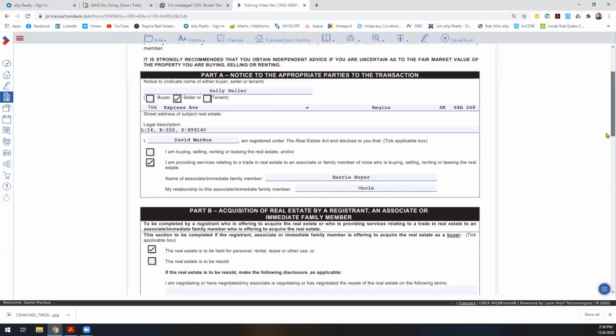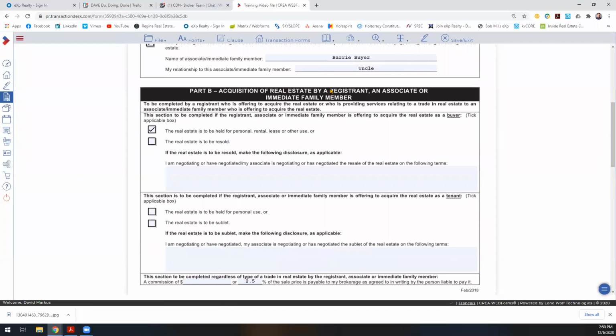Part B, in this case, because we are acquiring the property, Part B says acquisition. So this is where we're going to check a box here. Section to be completed if we are acquiring real estate as a buyer. Real estate is to be held for personal rental use, or real estate is to be resold. You're going to check one of those two boxes. If it so happens they're a tenant, you would check one of these two boxes. So this section is for the acquisition of real estate.